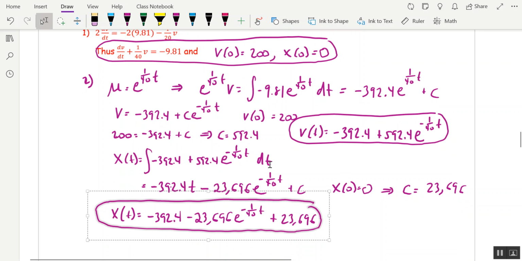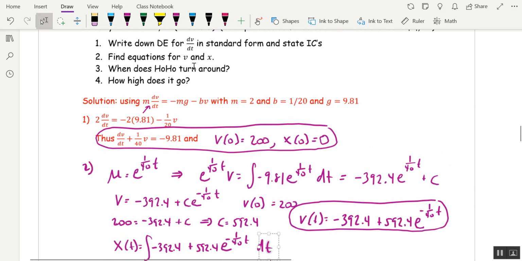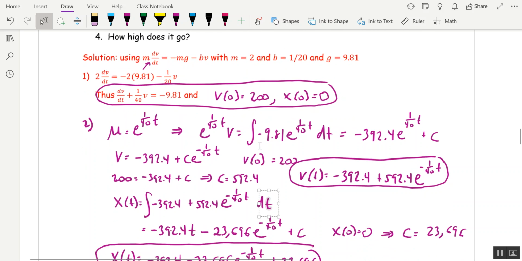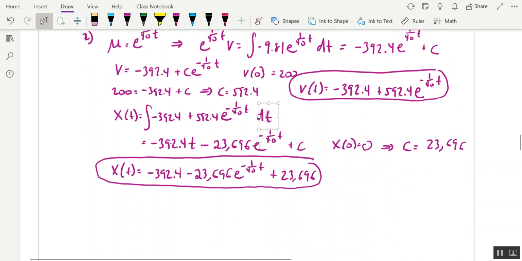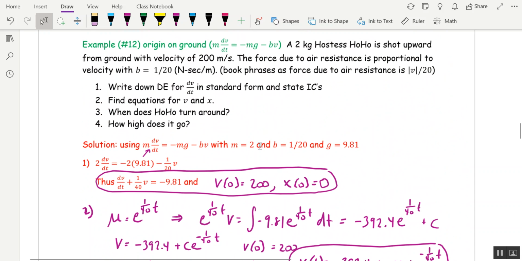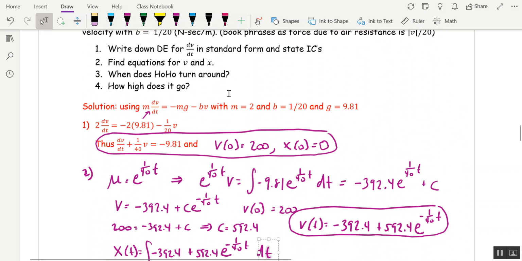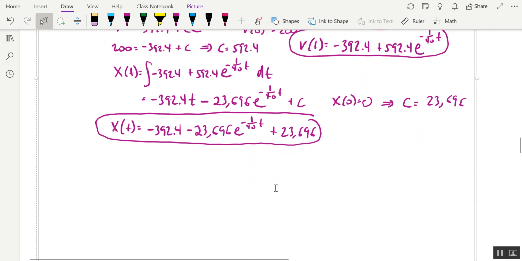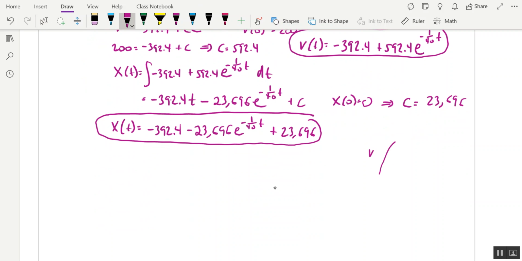Part 2 and 3. When does the ho-ho turn around? How high does it go? So for when the ho-ho turns around, where's our origin? At the ground. So the ho-ho goes up, the velocity is positive, and it comes down, the velocity is negative. Up here, that's when the velocity is 0. So to find out when it turns around, we're going to set V of t equal to 0.